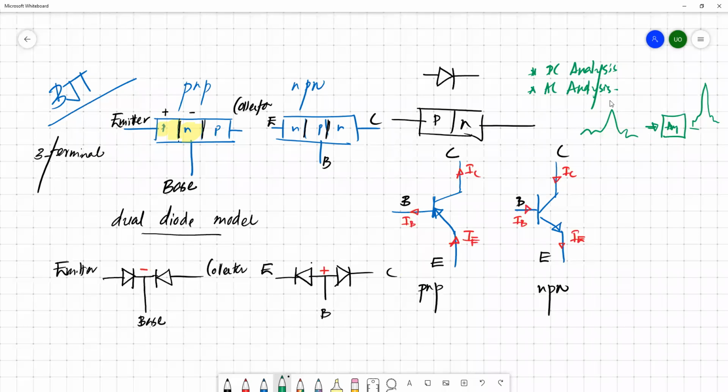So then we can have a separate analysis for these AC or time-varying signals. What would be the gains and impedance for these AC signals and so on. So during these couple of sessions, we basically concentrated on the DC analysis of the transistor as well as the AC analysis of the transistor. For DC analysis, we are focusing on DC quantities only. For AC analysis, we basically concentrate on AC quantities.